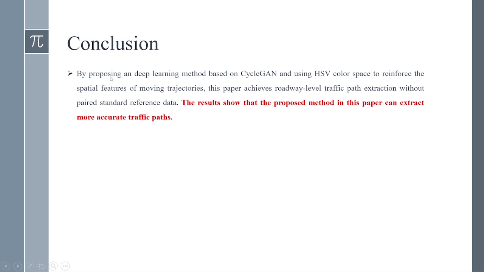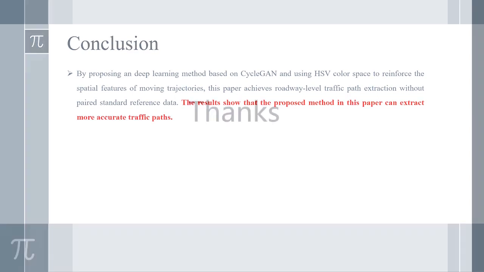The final is the conclusion. By proposed a deep learning method based on Fengquan and use HSV color space to reinforce the space feature of more trajectories. This paper achieved roadway level traffic path extraction without the pre-study reform data. The results show that the proposed method in this paper can extract more accurate trajectory paths. Thanks.